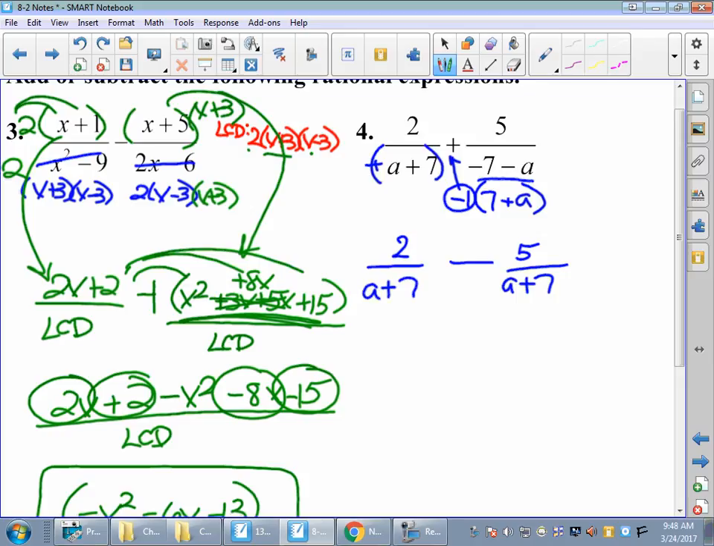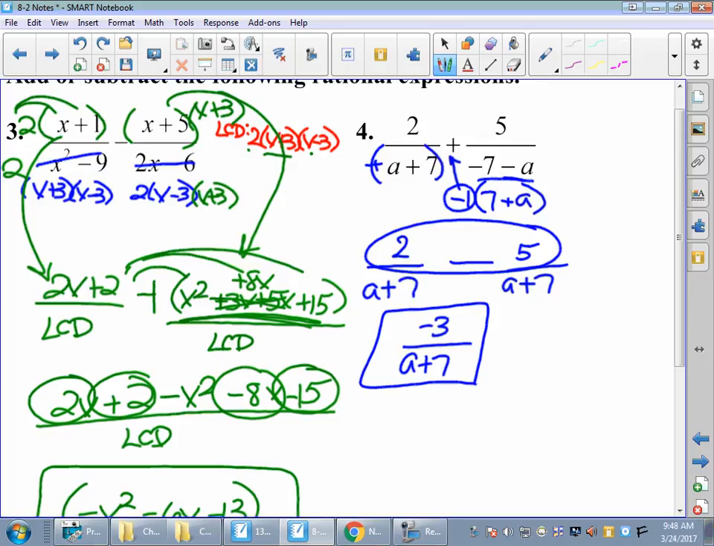So all we did was factor out a negative 1. That changes the operation. So in this case, it was an addition, so now it's subtraction. If it was subtraction, we would be subtracting a negative. It would turn it into addition. And we have a common denominator. So 2 take away 5 is negative 3 over a plus 7. So just kind of have a special eye for those. Look for those opposites. It's way easier to get the denominator that way.